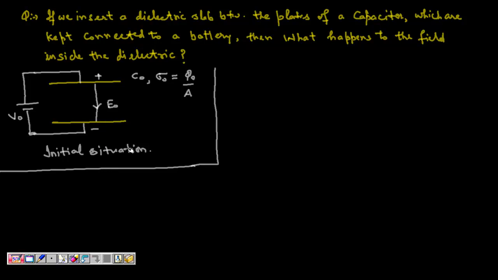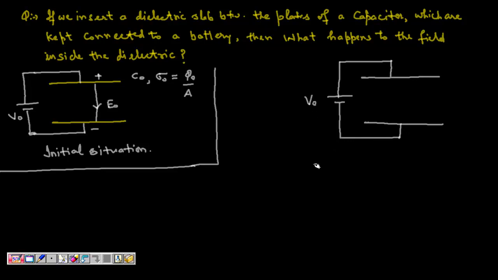It is the initial situation that is given. Now first look at how the quantities are affected as soon as we insert a dielectric slab between the plates. So this is the battery that has been kept connected with the plates. Now as soon as we insert a dielectric slab, and this is the dielectric slab that has been inserted between the plates of the capacitor. Now suppose it has a dielectric constant K.